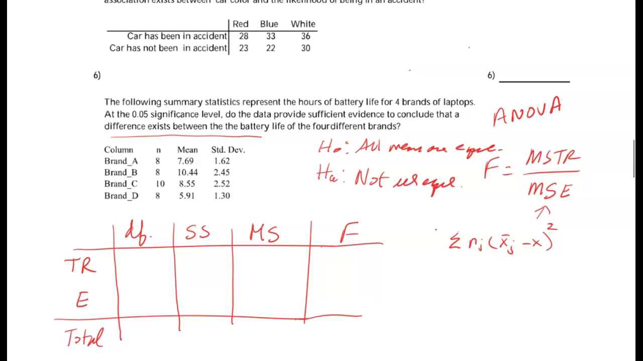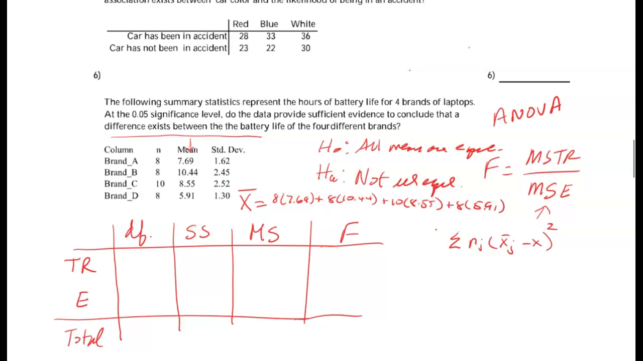So we've got our n's: 8, 8, 10, 8. We've got our x bars, there they are. What we don't have is an overall mean. All right, you've got to find an overall mean. How do you find an overall mean when you have sets of data and their means? You've got to weight them according to their size. So our overall mean, which is just our x bar, well, we have 8 times 7.69, plus 8 times 10.44, plus 10 times 8.55, and then we've got 8 times 5.91.